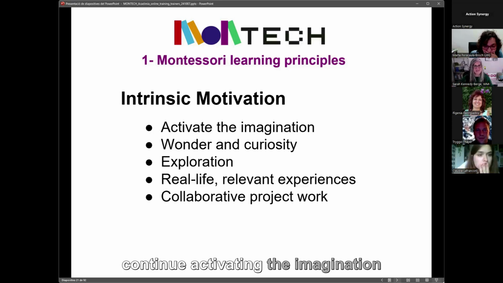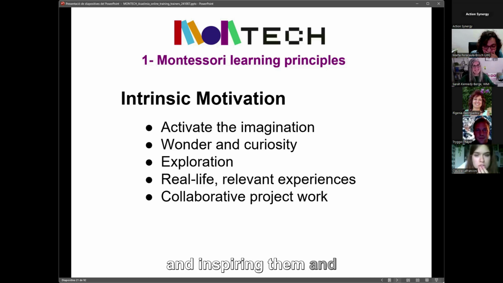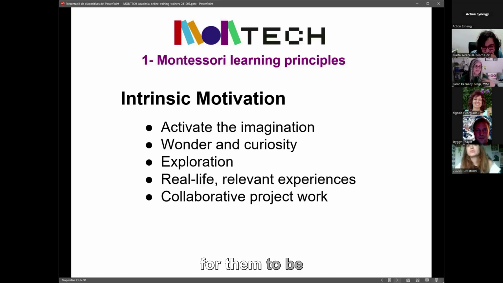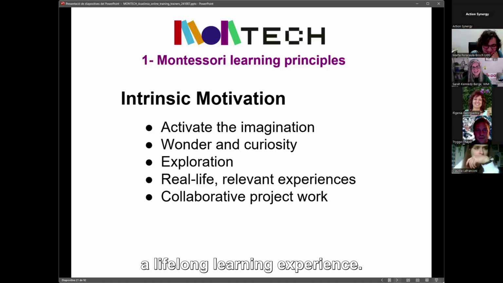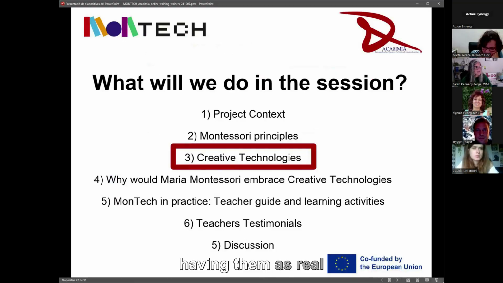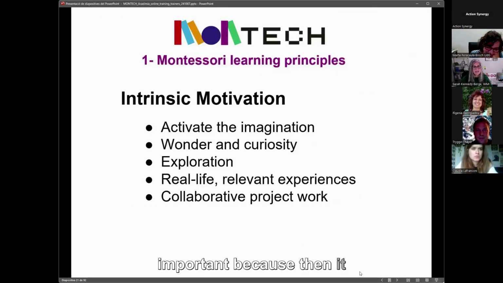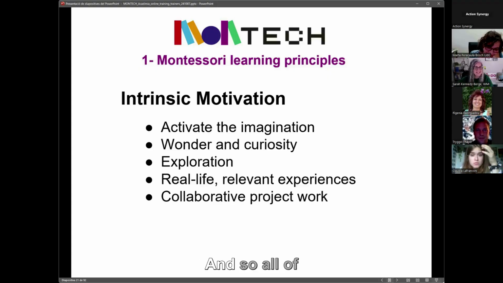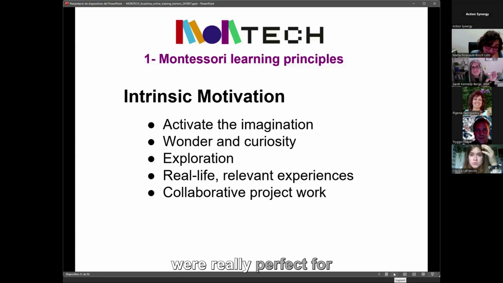We might have to continue activating the imagination and inspiring them and putting out these situations for them to be curious about. But it really is important that the learning comes from inside, from a motivation that I want to find out more as a child or as a student. It happens to be a lifelong learning experience. And of course, having real life experiences is really important, because then it connects, it gives them relevance, yeah? And the collaboration was also really important. And so all of these came together and were really perfect for the next part, that is the creative technologies. So it was kind of a match made in heaven, as we say.